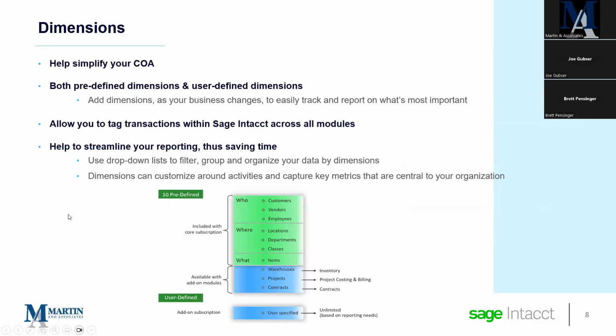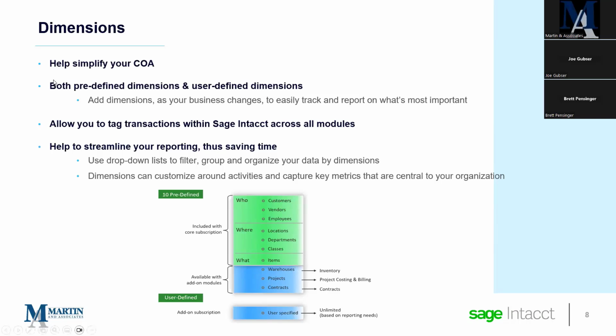So let's talk about dimensions. Dimensions help you simplify your chart of accounts. If you think about a traditional legacy chart of accounts that you're used to right now, you have a main account at the front, and then you have a series of sub accounts in segments 2, 3, 4, depending on how many you have. What that requires you to do is create individual accounts for all the possible combinations of those sub accounts and main accounts that you want to use.